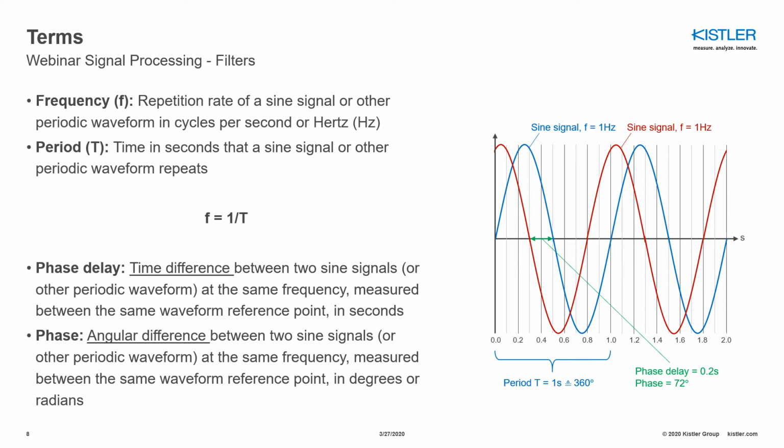So when we are talking about phase delay and phase, we have to be aware that we are always talking about the same difference, but one time we are specifying this difference in seconds, and when we are talking about phase, we are specifying this difference in degrees or radians.